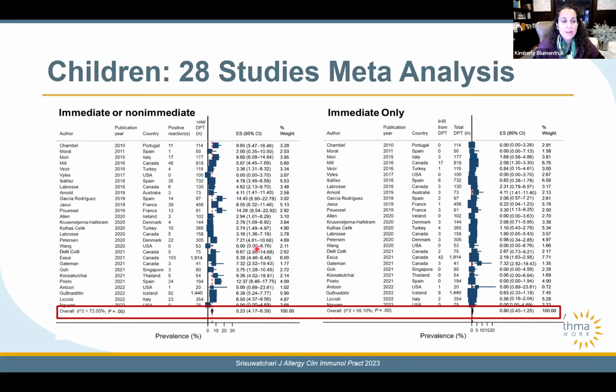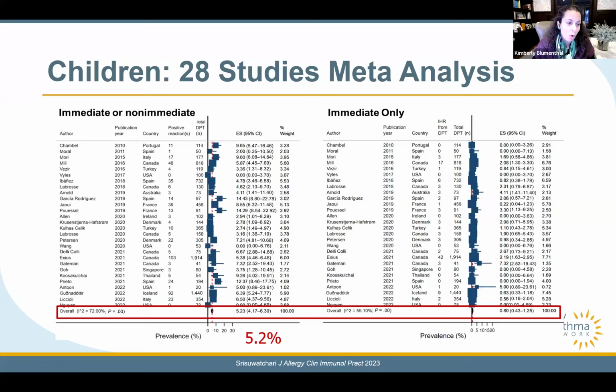And I want to show the immediate or non-immediate, which is on the left, and then immediate only, which is here on the right. So a meta-analysis, of course, sums our risk of reactions across different studies. And the different studies are never the same, but it provides us some information that I tend to also use clinically. So when I think about your risk, if you're a kid, of having any reaction with direct challenge, I like to use this number right here, this 5.2%.